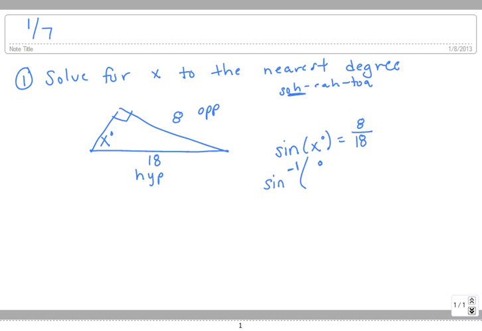So the inverse sine of 8 over 18 is approximately 26.3878 degrees. So it's going to be approximately 26 degrees. So the sine inverse of 8 over 18 is approximately 26 degrees.